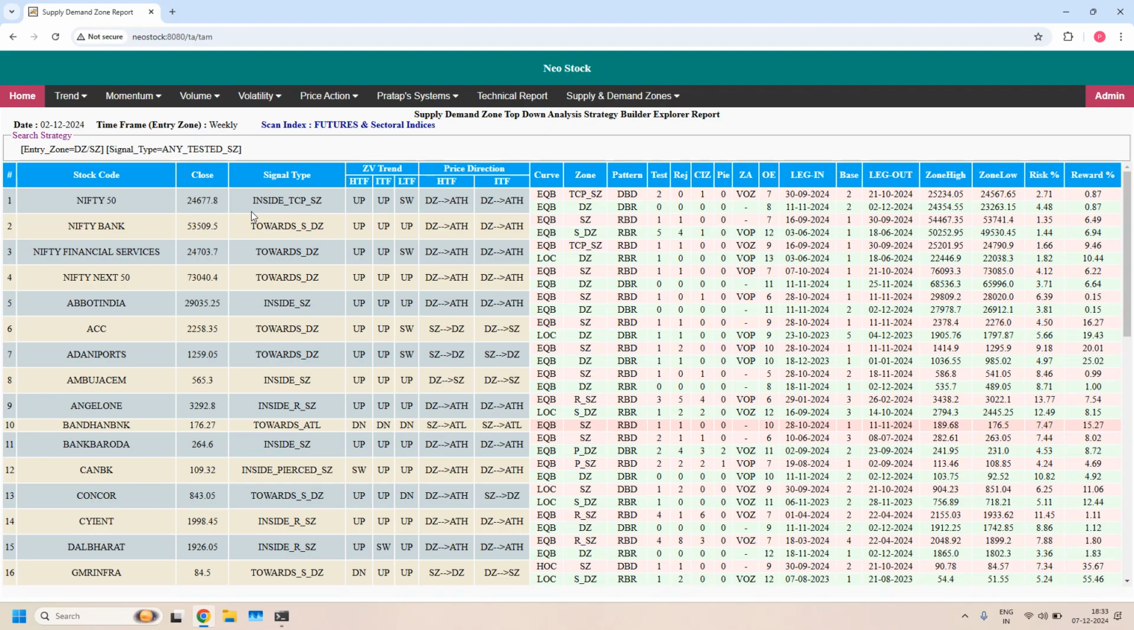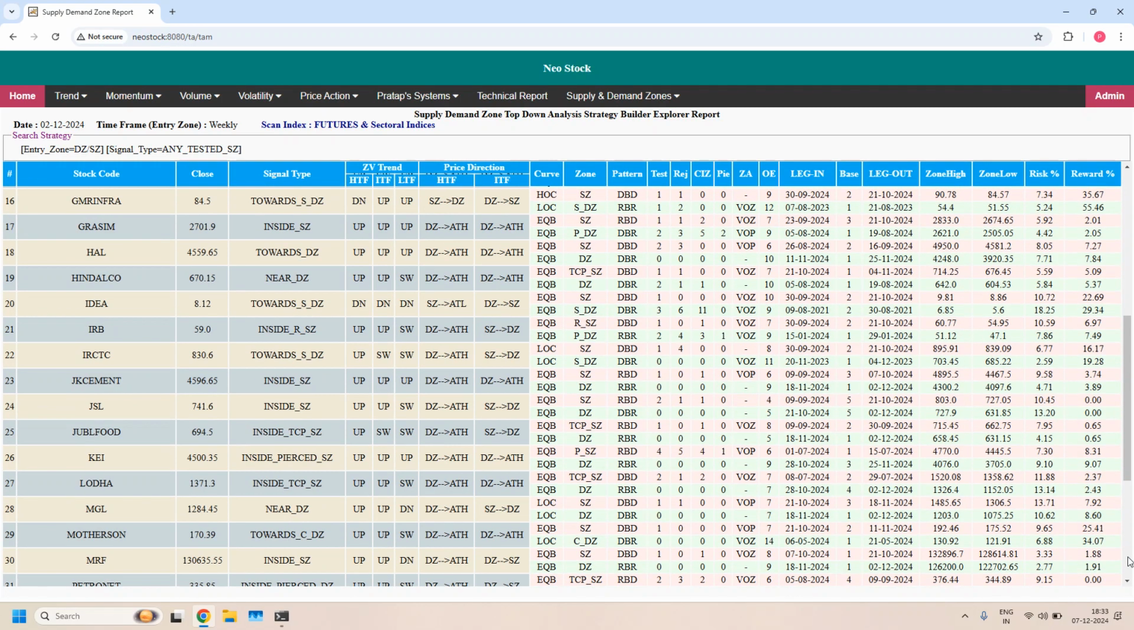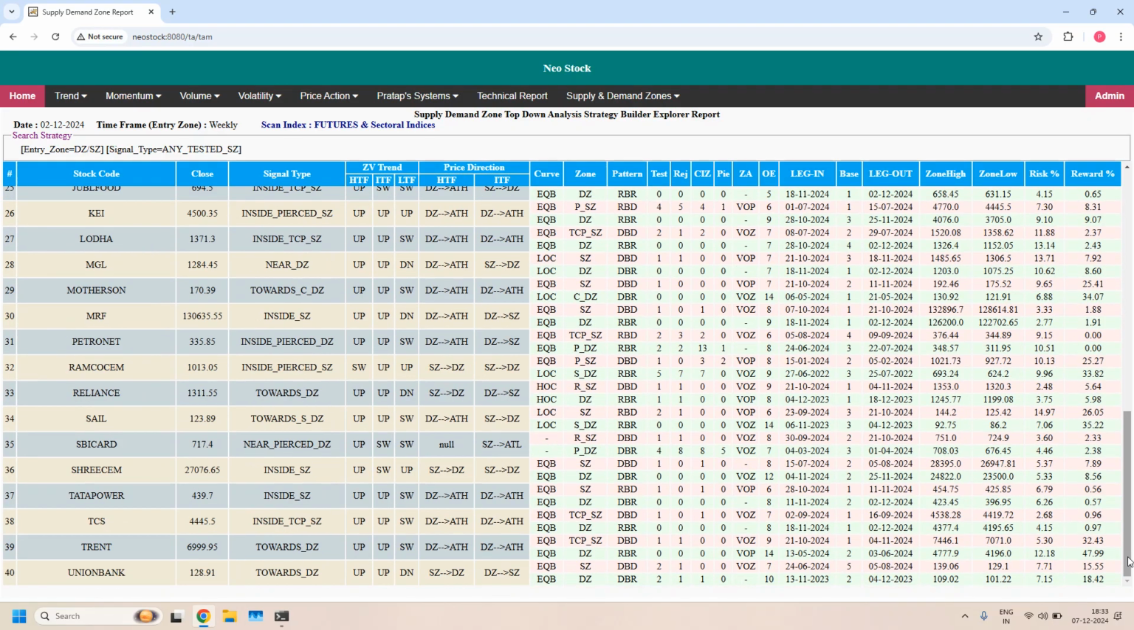And a few stocks are currently closed inside the weekly supply zone. Some stocks are again tested and moving towards the demand zone, that you can observe in the signal type. I am scrolling the list down. So total 40 stocks are filtered.